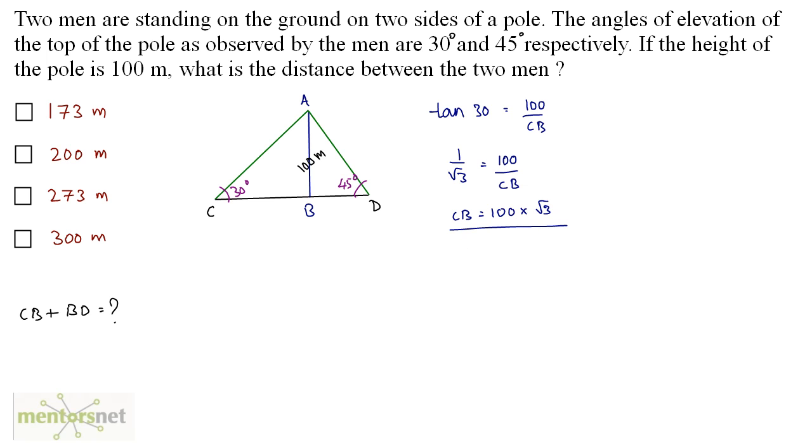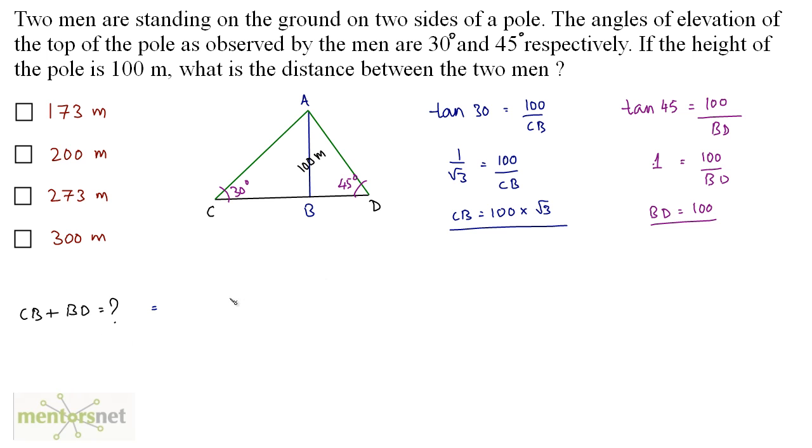So I've got CB. Now I can take tan 45. Tan 45 is equal to opposite upon adjacent. So the opposite side is 100 meters long upon the adjacent side, which is BD. Tan 45 from the trigonometric table is 1. So 1 is equal to 100 by BD, so I can say BD is equal to 100. So we've got the value of CB and BD. We can calculate their addition.